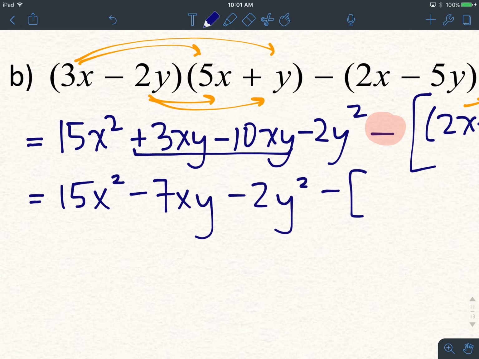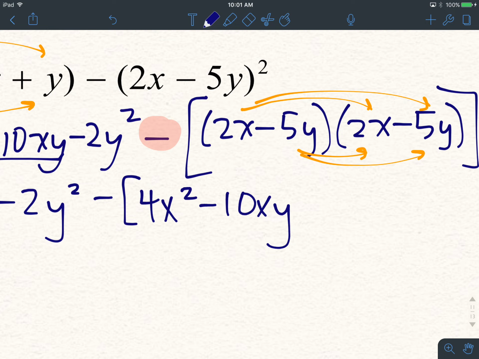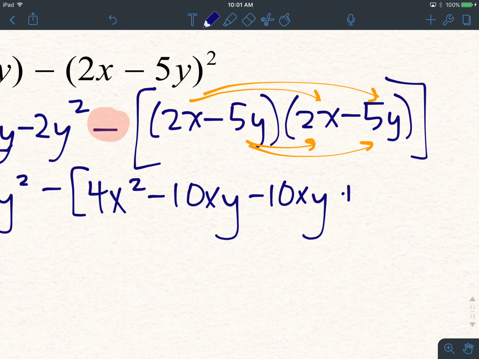open my square bracket, and now I'm going to do that expansion. So 2x times 2x gives me 4x squared. 2x times minus 5y is minus 10xy. Minus 5y times 2x is minus another 10xy. And lastly, minus 5y times minus 5y is plus 25y squared, close bracket.